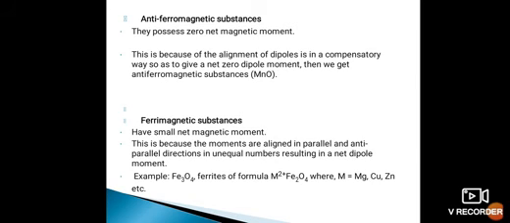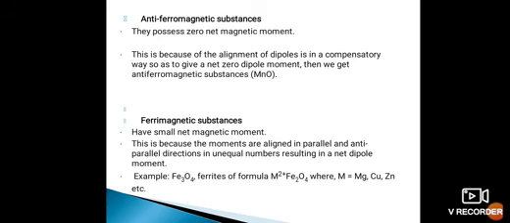Another type is antiferromagnetism. That means they possess zero net magnetic moment. It is opposite to ferromagnetic substances. If you keep them in a magnetic field, an equal number of upward and downward alignments happens, and the net magnetic moment becomes zero. That is known as a zero magnetic moment substance or antiferromagnetic substance. An example is manganese oxide. And the next one is ferrimagnetic substances.